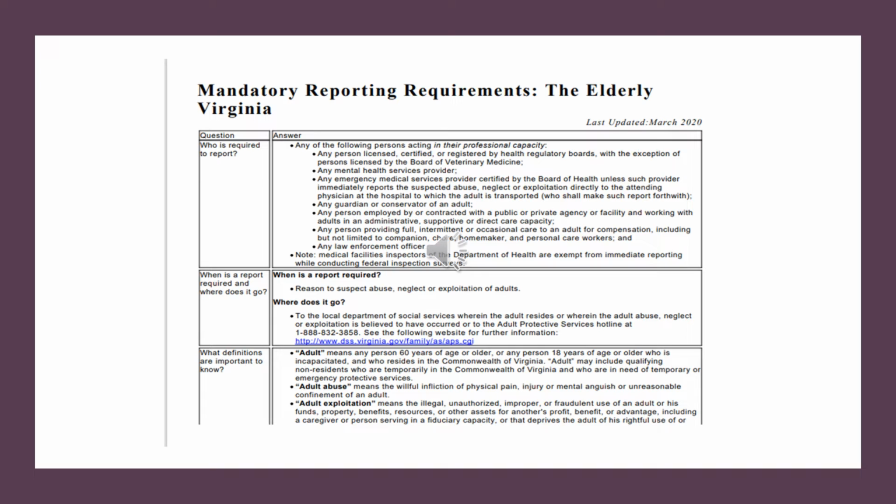There are numerous signs of abuse. In the event that abuse is suspected, it is required for the healthcare professional to report the abuse to the local Department of Social Services or call the Adult Abuse Hotline.